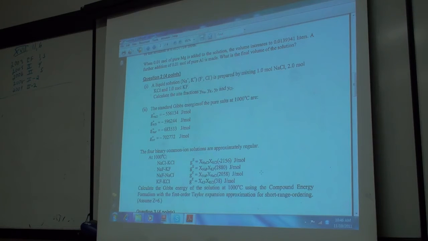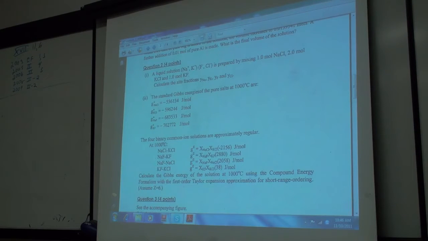A liquid solution, sodium potassium chlorine fluorine, is prepared by mixing 1 mole of sodium chloride, 2 moles of KCl, and 1 mole of KF. Calculate the site fractions for the 4 ions. The absolute Gibbs energies of the pure salts at 1000 Celsius are given. The 4 binary common ion systems are approximately regular, so you've got your excess Gibbs energies for your 4 binary edge systems. Calculate the Gibbs energy of the solution at 1000 Kelvin using the compound energy formalism with the first order Taylor expansion approximation for short range ordering, which is the same expression we just did. So this is, I think, pretty straightforward. You're just plugging numbers into an equation here.